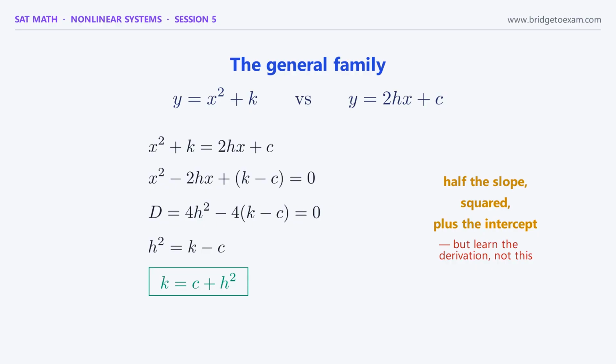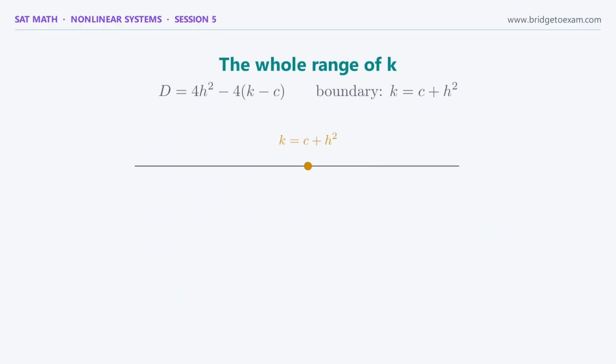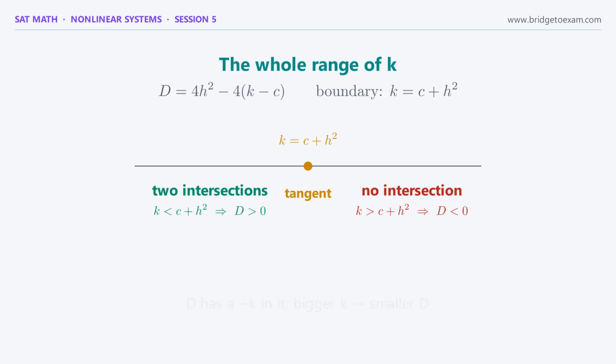Take half the slope, square it, add the line's intercept. But please, understand the derivation rather than memorizing the result. If the problem shifts even slightly, the derivation survives and the memorized formula doesn't. Now, let's get the full picture, not just the tangent case. We found that the discriminant is 4h squared minus 4 times k minus c.